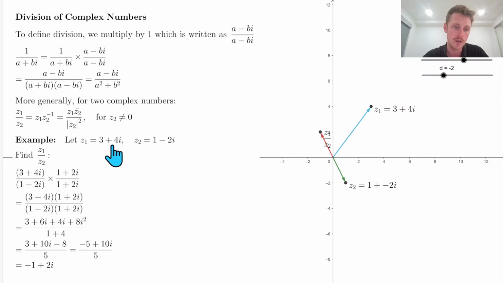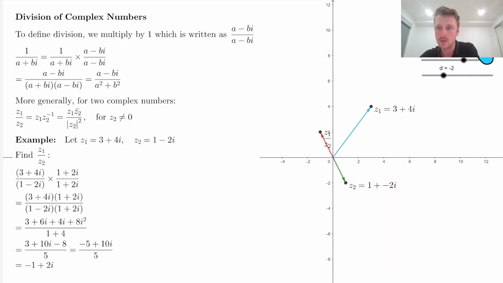Okay, here's an example that explains things in more detail. So z1 is 3 plus 4i and z2 is 1 minus 2i. Follow the steps out here and you'll get negative 1 plus 2i if you divide z1 divided by z2. So we can see that this is how things are actually set here. z1 is this number, z2 is this number here. z1 divided by z2 gets you to negative 1 plus 2i, so it gets you over here somewhere.